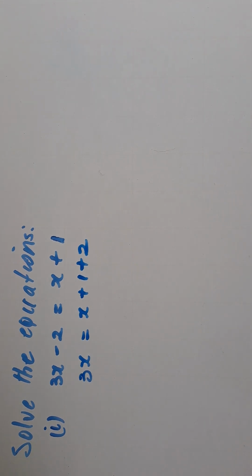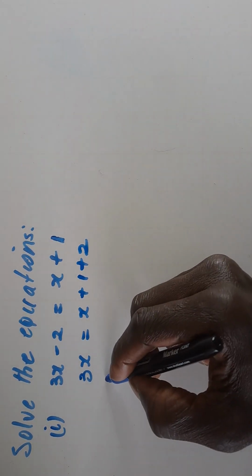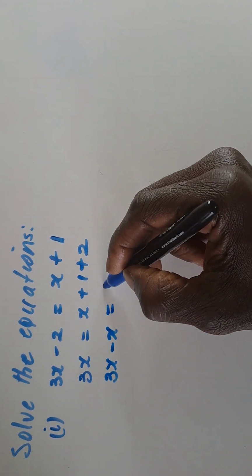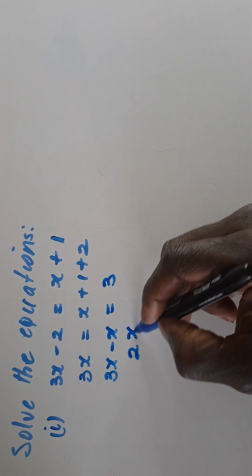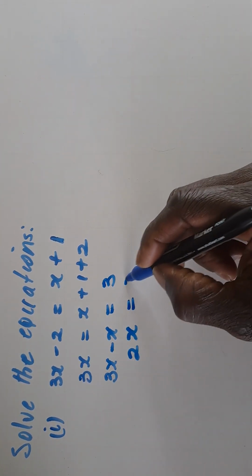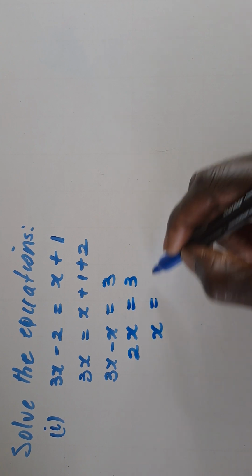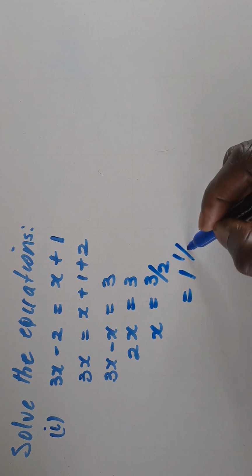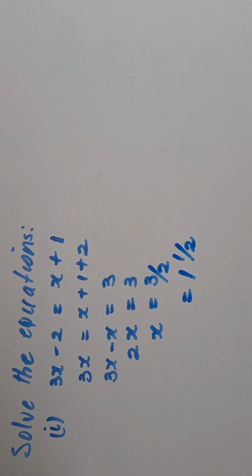Next, we'll add negative x to both sides, and the result is this, which eventually gives us 2x is equal to 3, so x is equal to 3 over 2, equal to 1.5. And that's the solution to this equation. You can verify this by substituting x equal to 1.5.